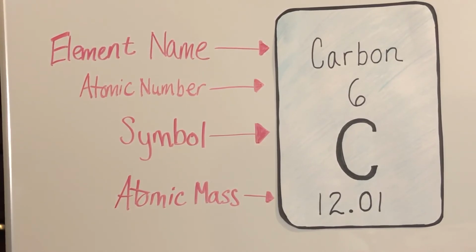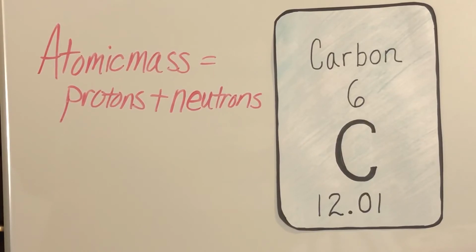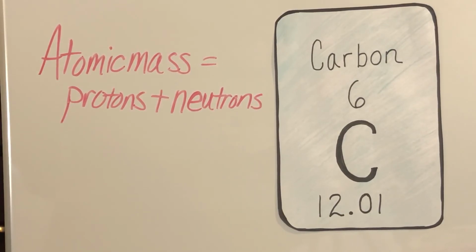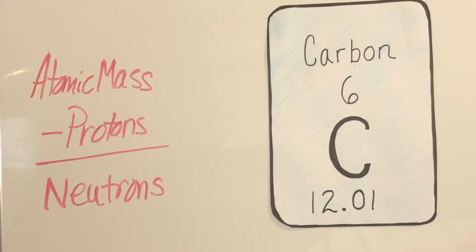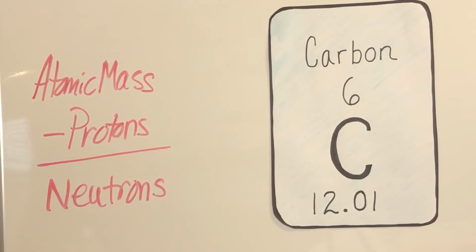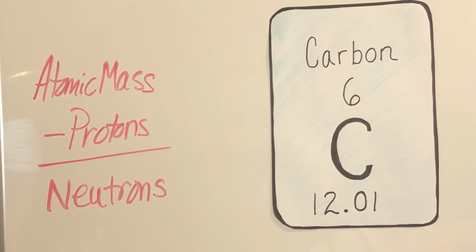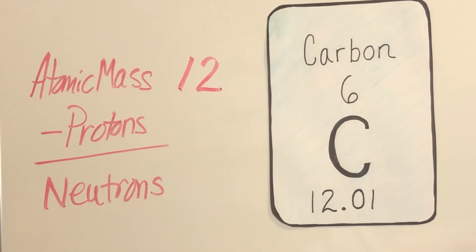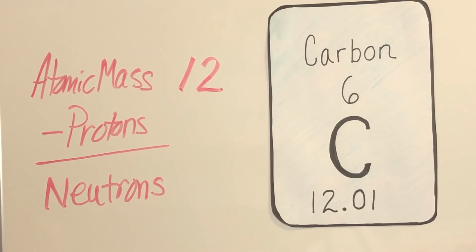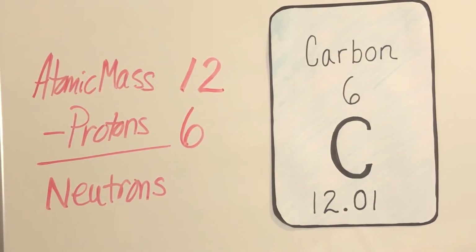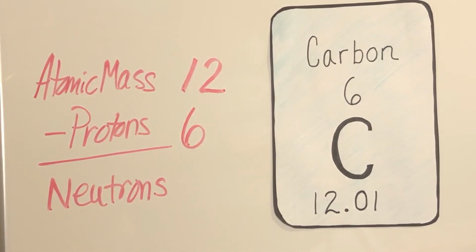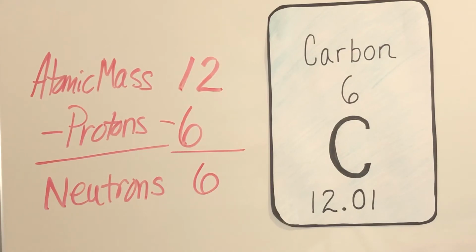most common isotope. Since the atomic mass of an atom equals the protons plus the neutrons, if you subtract the number of protons from the atomic mass, what you should be left with is the number of neutrons. Looking at the atomic mass for carbon, it's 12.01. We're going to round to the nearest whole number, which is 12. We'll then put in the number of protons, which is the same as the atomic number, which is 6. And subtract those two numbers to get the number of neutrons, which will be 6.